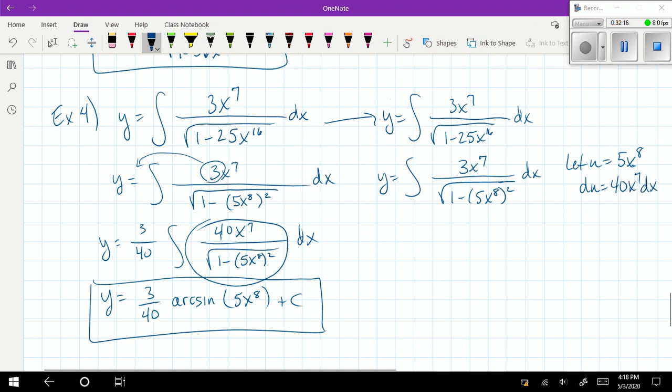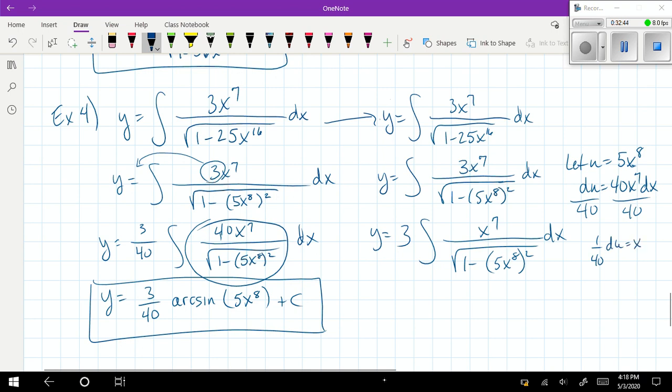Well, I don't have 40x to the 7th. I have 3x to the 7th. And if you don't want that 3 there, that's okay. We could take that 3 and pull that to the outside. So I can just call this that integral. And I can say, well, get rid of that 40. So I get 1 over 40 du is equal to x to the 7th dx. Well, here's x to the 7th dx. This is the same thing as 1 over 40 du. This is my u. I'm ready to write this in terms of u.